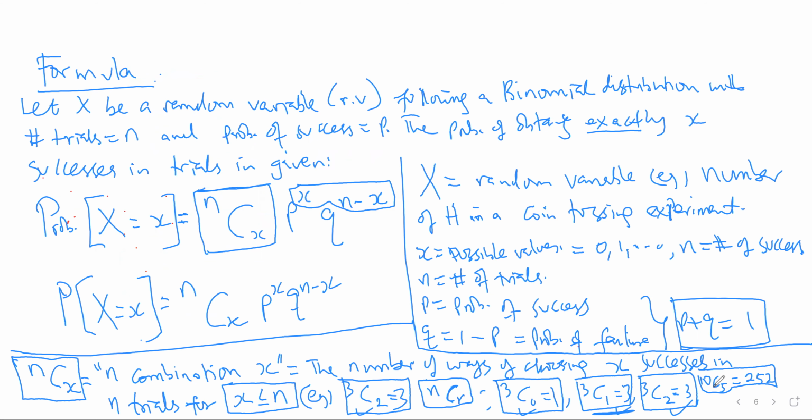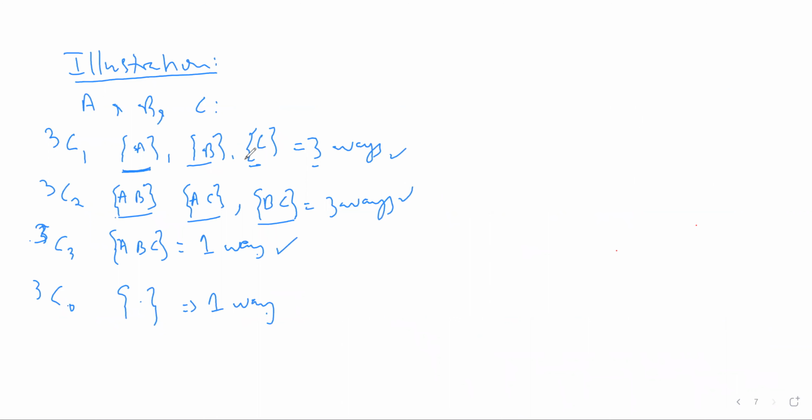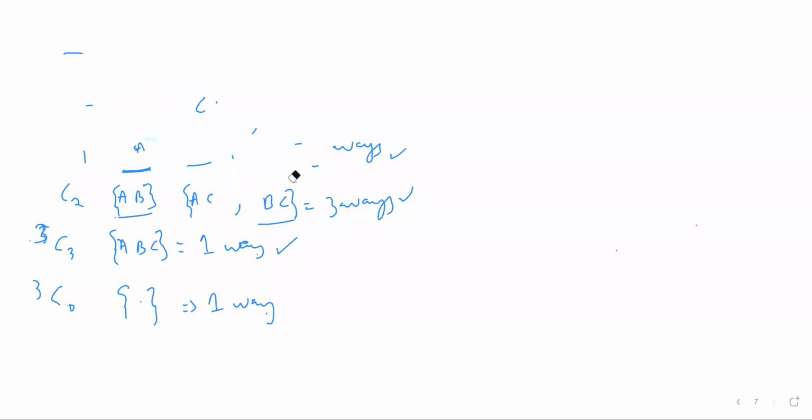Then we were saying that if you look at this formula here, these powers, the powers of P and Q, if you add them, if you take this power plus this power, you'll always get N. The power of P plus the power of Q must always be equal to N for all values of X. So let's have an example now to illustrate how binomial distribution can be applied to solve some problems.